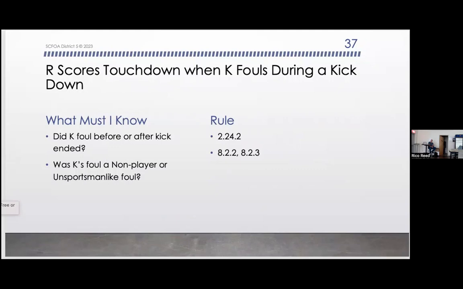So R scores a touchdown when K fouls during a kick down. It's almost like John knew what was coming next, given this presentation before. So R scores a touchdown when K fouls during a kick down. What must we know? Did the foul occur before or after the kick ended? And was K's foul a non-player or unsportsmanlike?